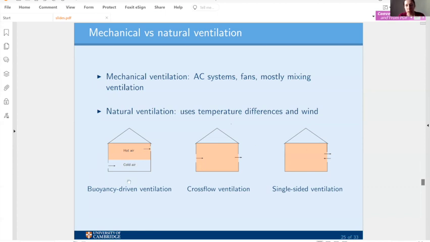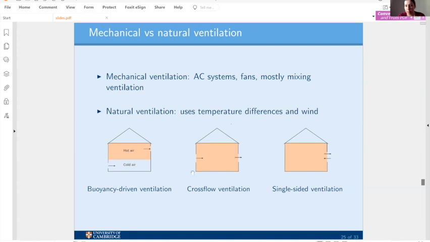So we can have a buoyancy-driven ventilation. So when the air inside the building is hotter than the outside air, now we are going to introduce the cold air into the system through a vent close to the bottom. Then this cold air is going to replace the hot air that will rise towards the ceiling. And this hot air is extracted through an upper vent close to the ceiling.